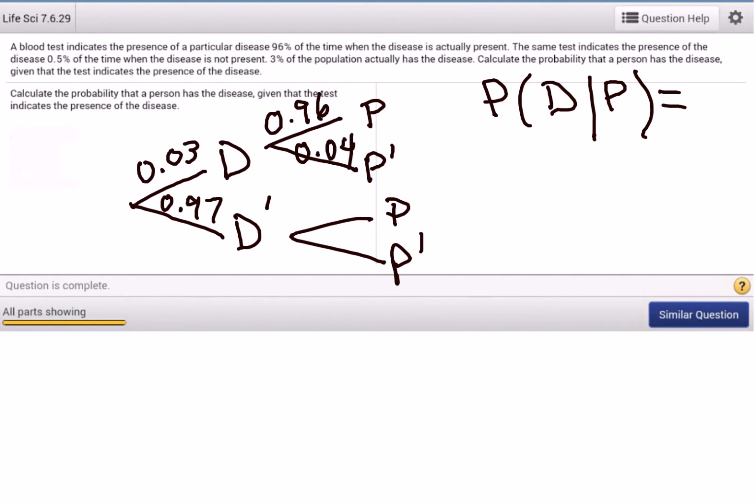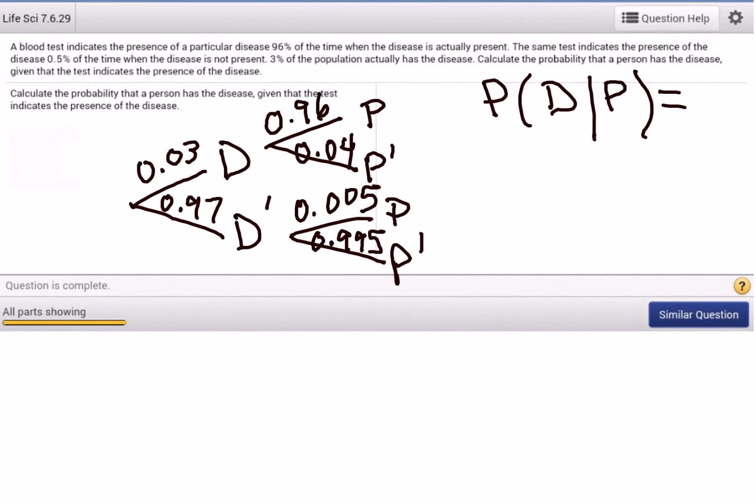And then it also says that the same test indicates the presence of the disease 0.5% of the time when the disease is not present. So 0.5% as a decimal would be 0.005, and the complement of that would be 0.995. That would mean 99.5% of the time the test would indicate that the disease is not present when it actually isn't present.